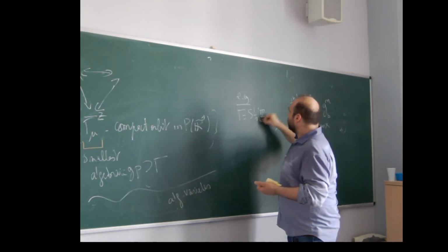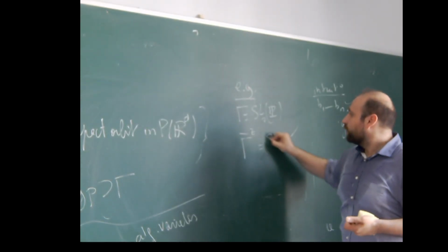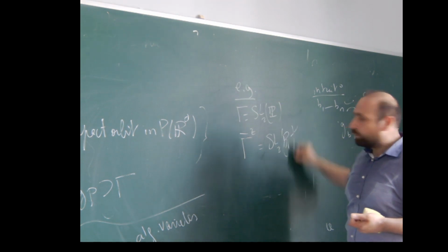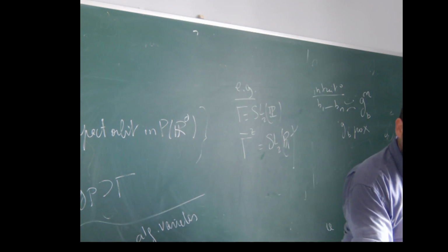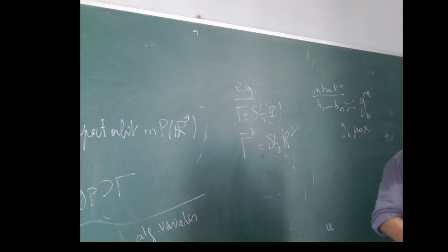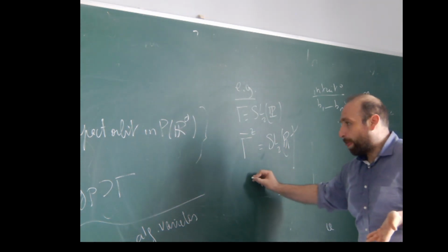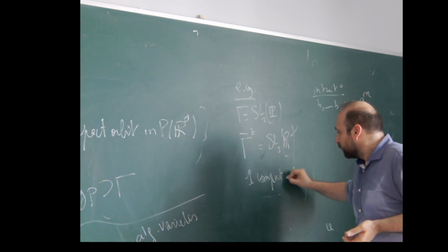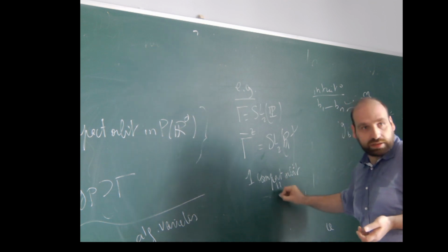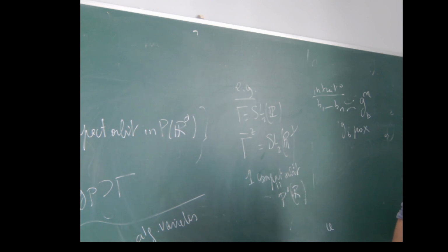Example: SL2Z. What is its Zariski closure? It's SL2R. SL2Z is not stuck in any algebraic group. What are its compact orbits in P1? It acts transitively on P1. So there is one compact orbit, which is P1 of R. So one stationary measure.